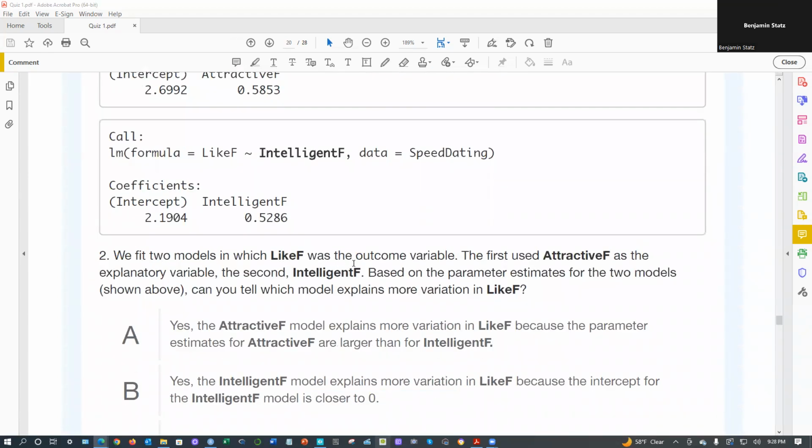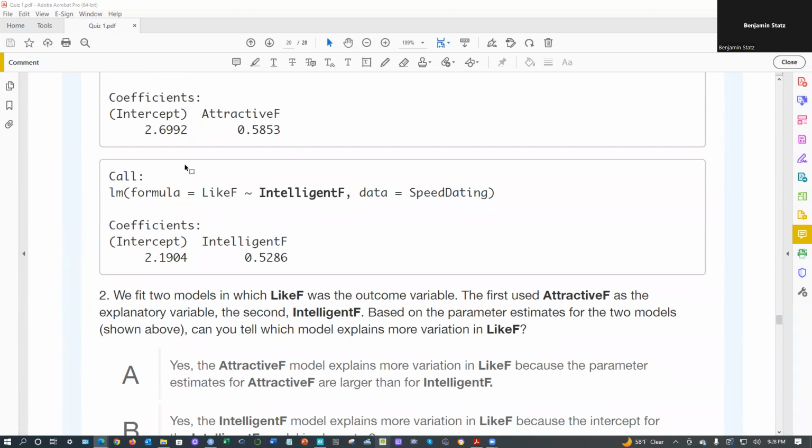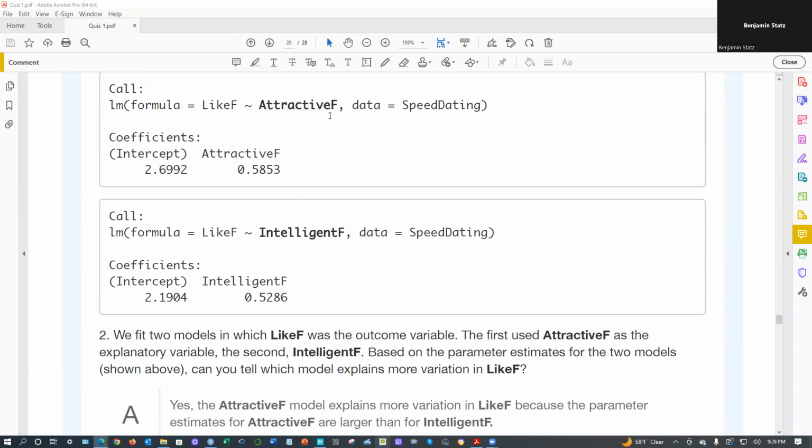We fit these two models, with like F as the outcome variable. The first used attractive F as the explanatory variable, the second intelligent F. Based on the parameter estimates for the two models, can you tell which model explains more variation in like F? By looking at this, you get like F being explained by attractive F and intelligent F.